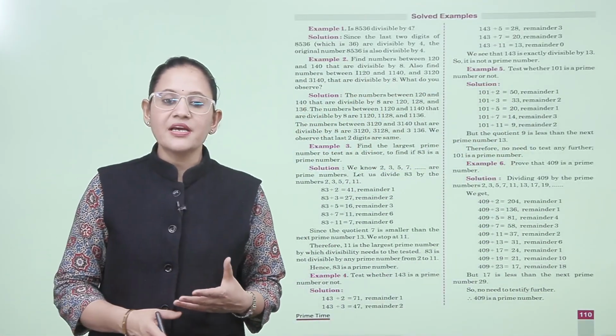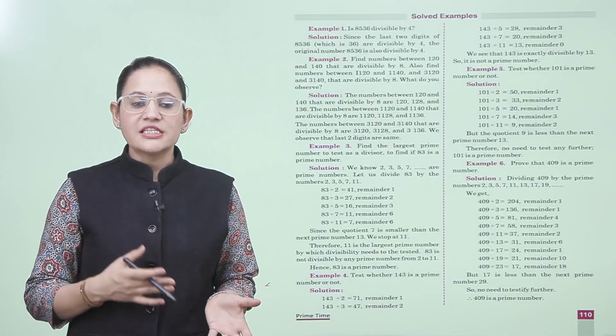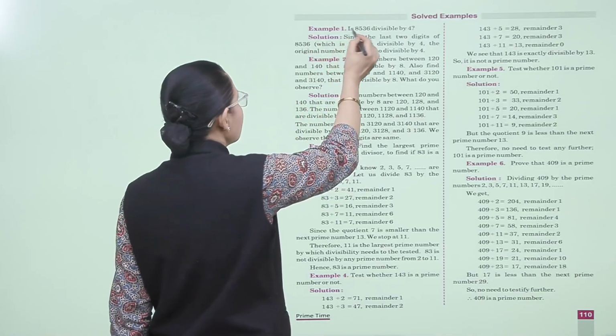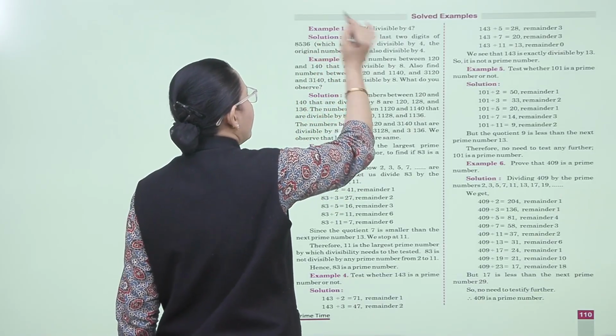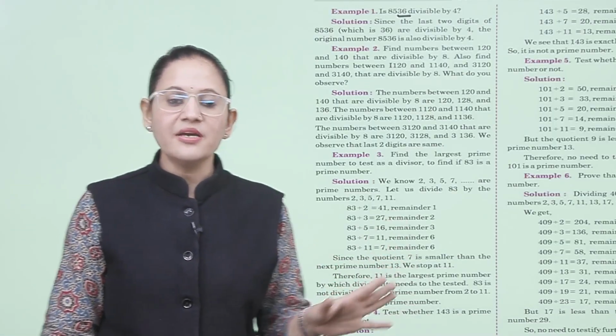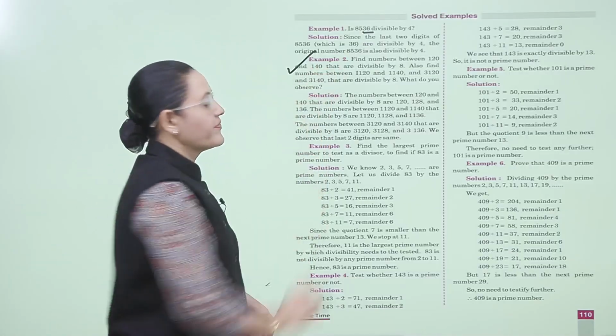We will take an example here: is 8530 divisible by 4? Since the last 2 digits, we know the divisibility rule of 4, last 2 digits should be divisible by 4. 36 is divisible by 4, that means the given number is divisible by 4. Clear?